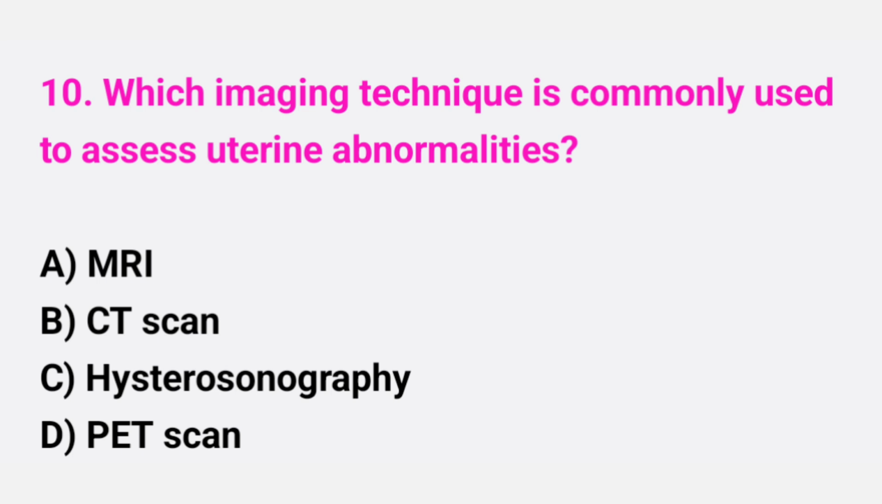Question number 10. Which imaging technique is commonly used to assess uterine abnormalities? The right answer is option C, hysterosonography.